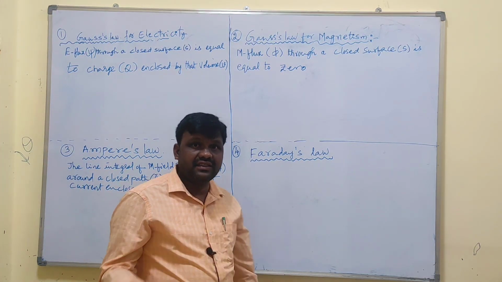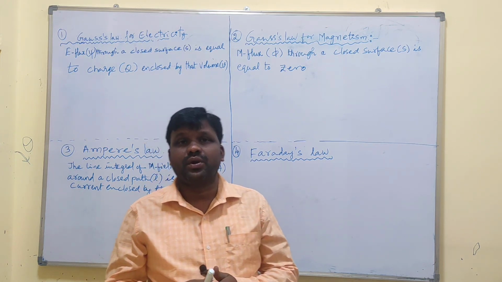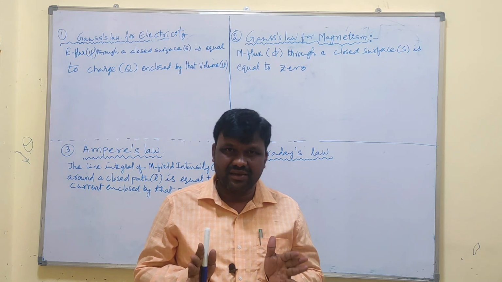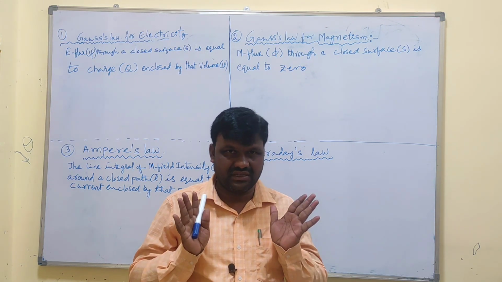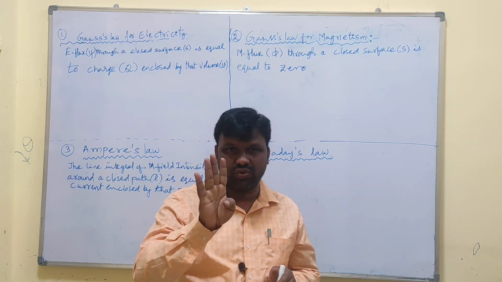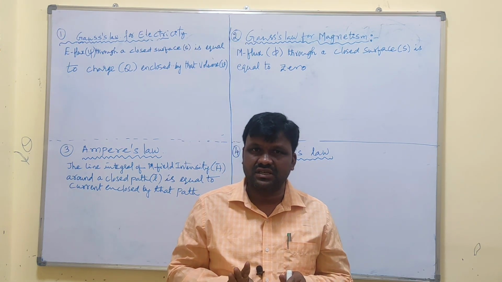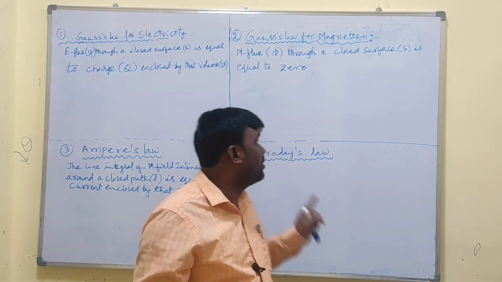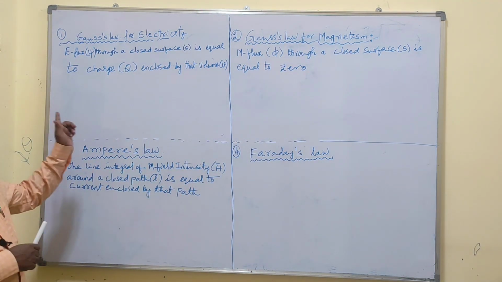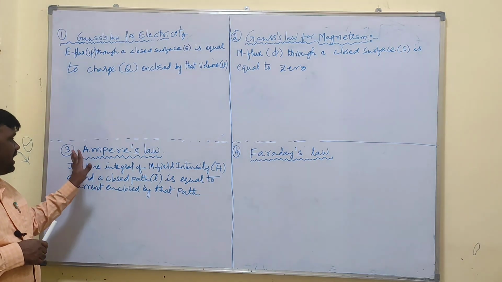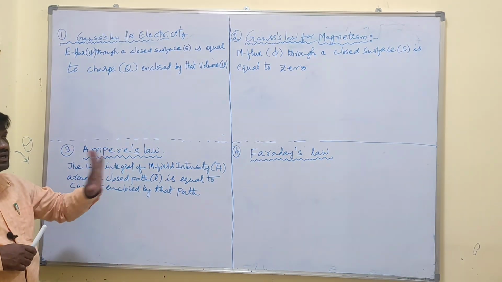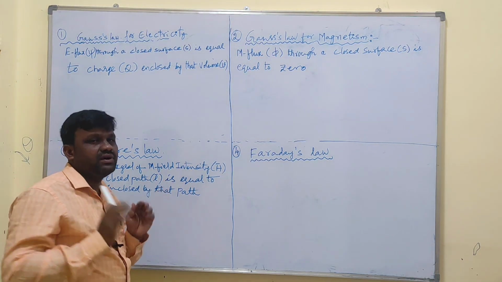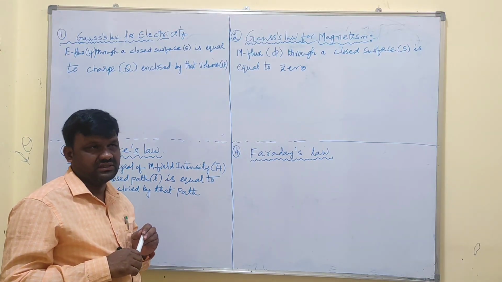Hi, in this video we will discuss an important topic in electromagnetic theory, that is nothing but Maxwell's equations. These Maxwell's equations are four. These four equations are derived with the help of four laws. They are Gauss law for electricity, Gauss law for magnetism, the third one is Ampere's law, and the fourth one is Faraday's law. By using these four laws, we can derive Maxwell's equations.